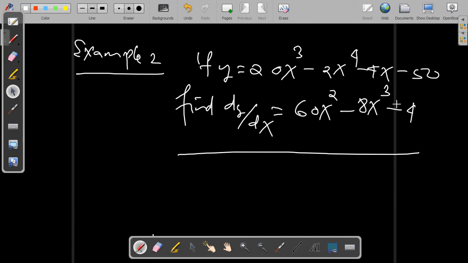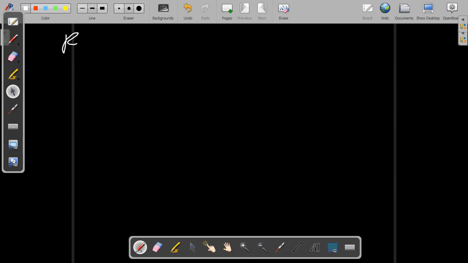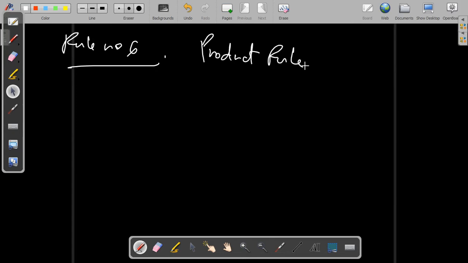Now after that, let's come to the product or multiplication rule. That is rule number 6. So let's come to what is known as the product rule, or multiplication rule.